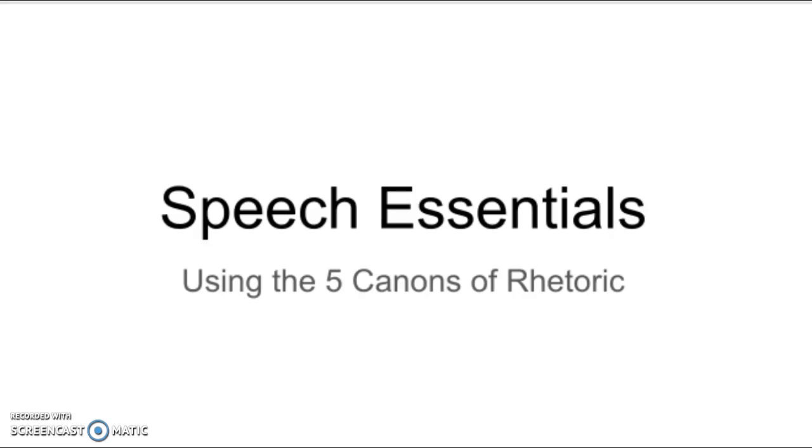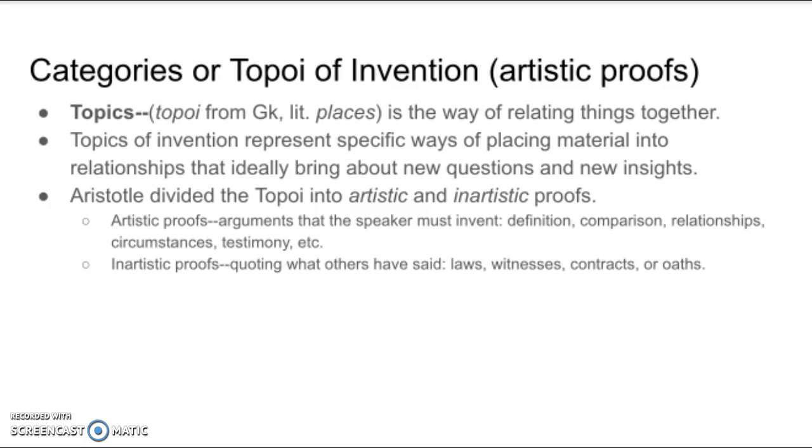Today I want to discuss with you the first of the 5 canons of rhetoric, the canon of invention, as we begin to discuss speech essentials. Your book talks about something called the categories or topoi of invention. These are also known as artistic proofs.